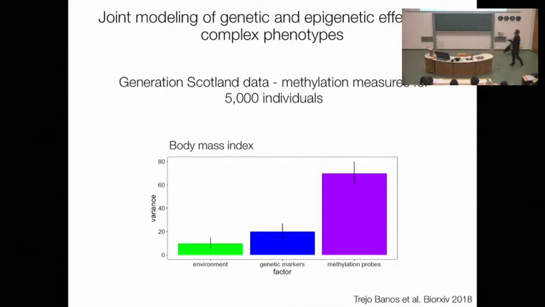And when we apply this to BMI, what we see is that environment, so residual variance, is around 10%, genetic markers explain just over 20%, which is what you'd expect, and all the rest is explained by methylation probe data.